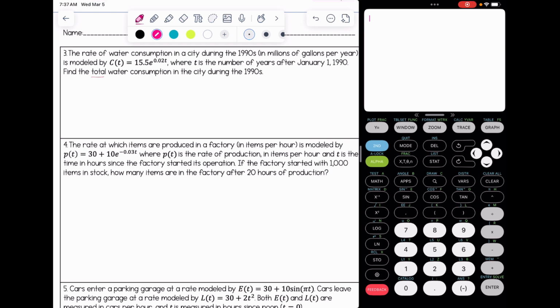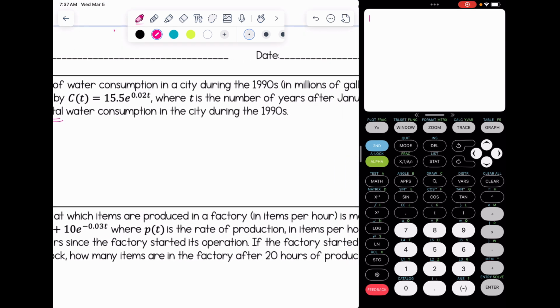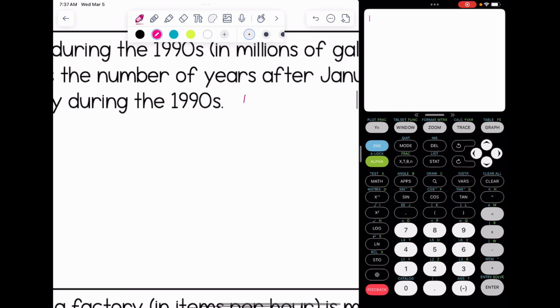So total indicates something with an integral here, right? That's always a key word for integrating. And let's just talk about our bounds here. If we're talking about the 1990s, that means we're talking about from 1990 to 1999. Now we know that 1990 is representing t equals 0, and that means 1999 is going to be represented by t equals 9 in this problem.